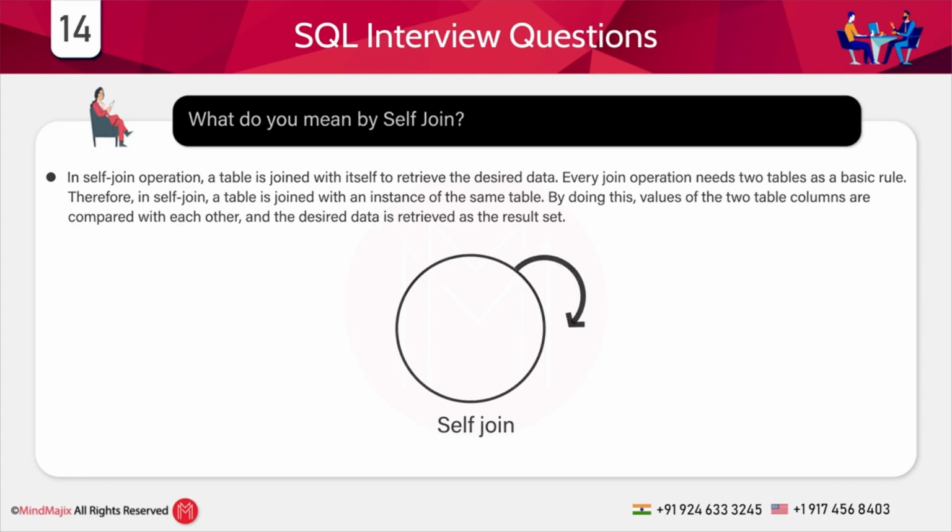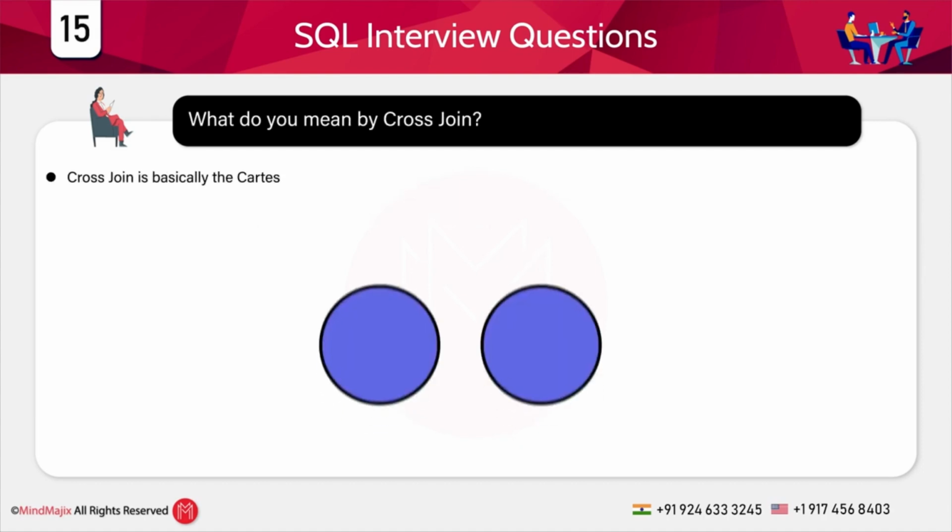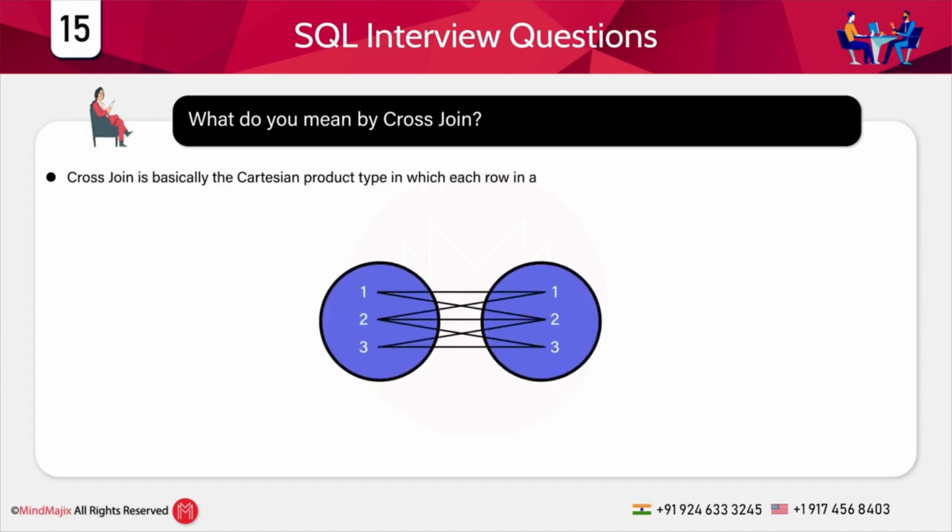The next question is, what do you understand by cross join? Cross join is basically the Cartesian product type in which each row in the table is paired with all the rows of another table.